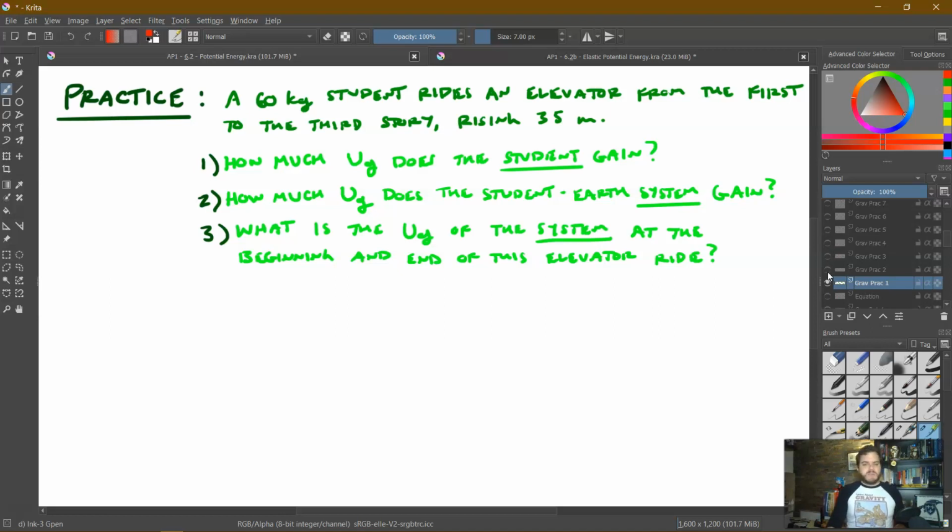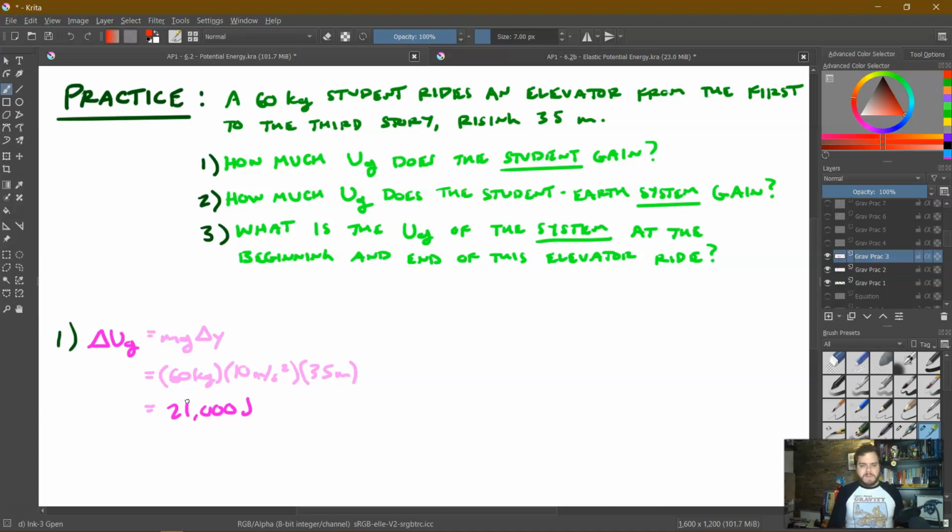How much gravitational potential energy does the student gain? And you'd probably think, okay, well, I'm going to use delta UG equals mg delta y. And I've got the mass of the student times 10 times the change in vertical position, or 35 meters. You multiply those together in your calculator, and we get delta UG is 21,000 joules. A big number, but remember, a joule's not really that much energy. Unfortunately, this is actually incorrect.